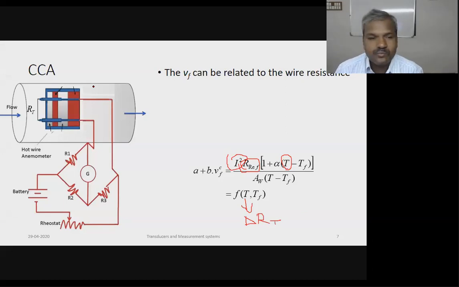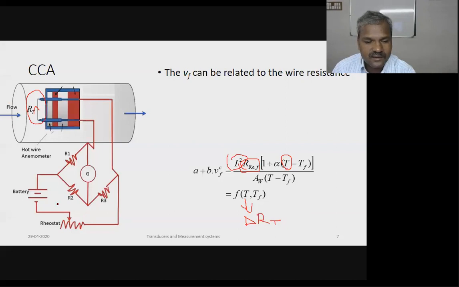Here we have to maintain constant current. By adjusting this, we have to maintain constant current through this wire. If you maintain constant current, the fluid velocity increasing or decreasing changes the wire heat. When wire heat loss occurs, we have to immediately try to increase the current. So in this case, we maintain constant current.